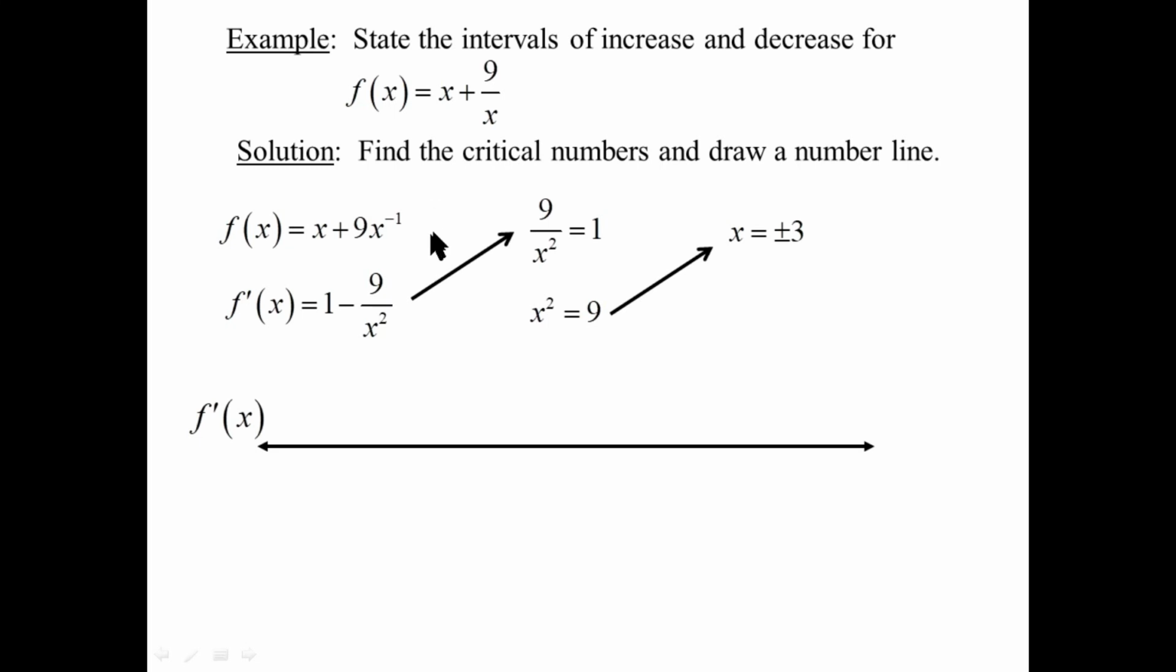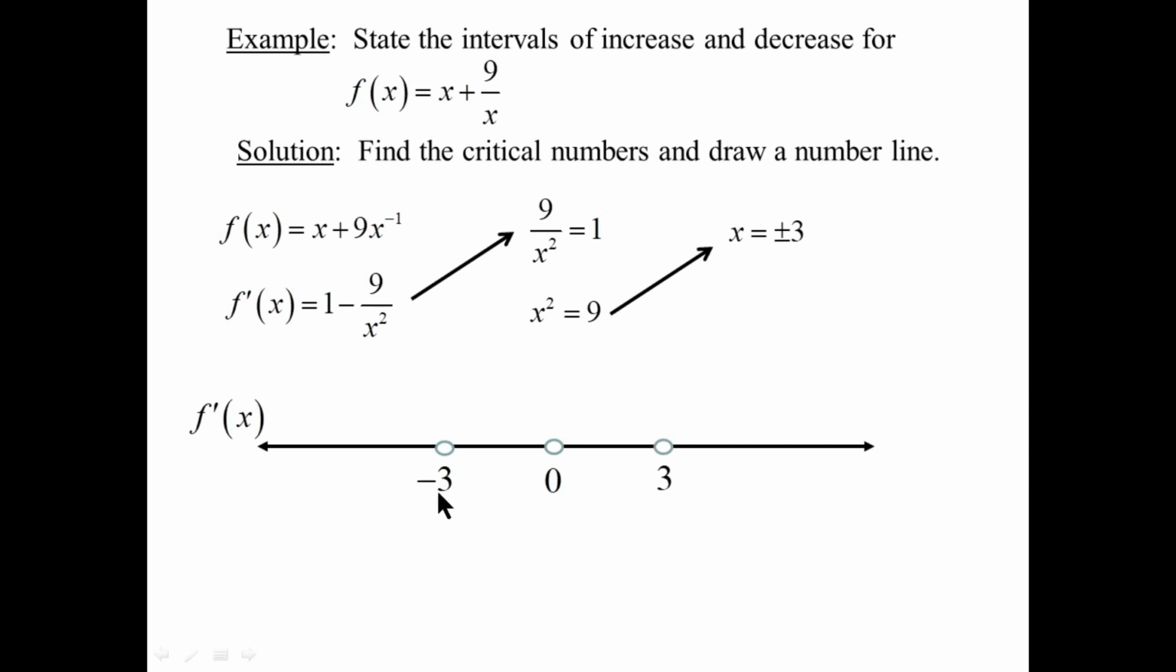Making our number line, our f prime number line, putting our critical numbers on it, but we have to be careful here. We'll put a negative 3 and we'll put a positive 3, but we have to look at the derivative and say, is there any number where we can't find the derivative? And x cannot be 0. Because this would be 9 over 0 squared, and that's a problem. So that 0 number has to go on our prime line as well.